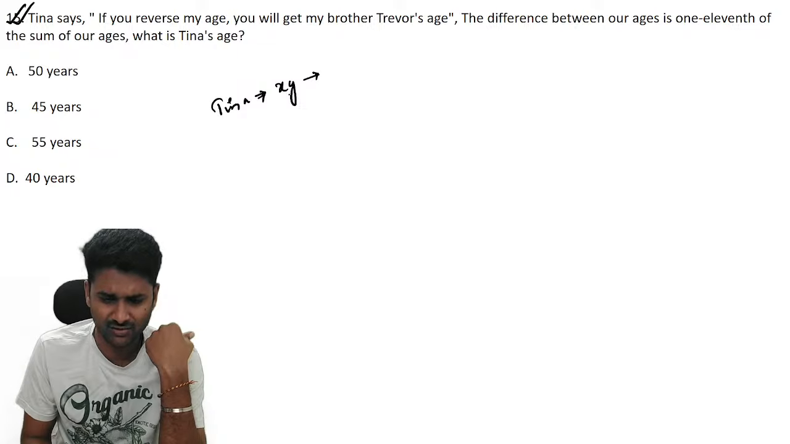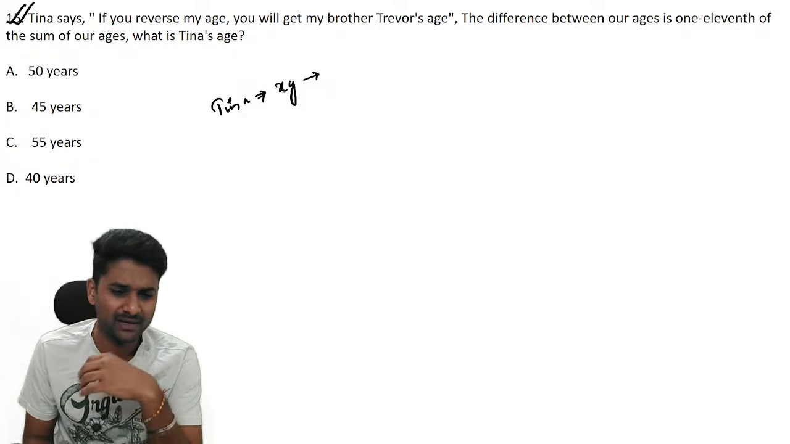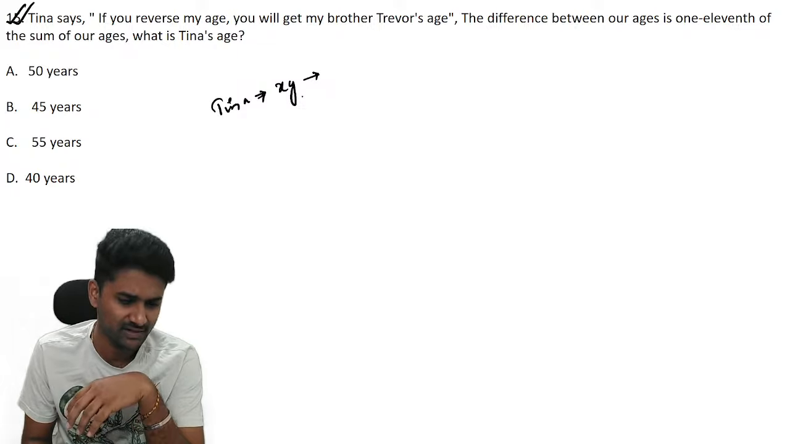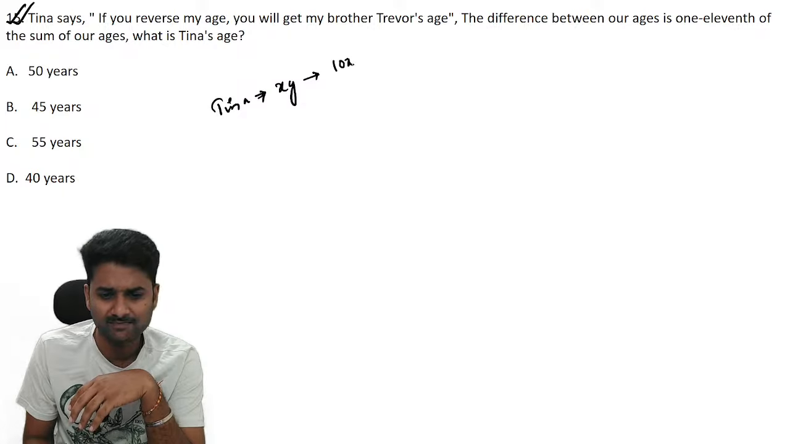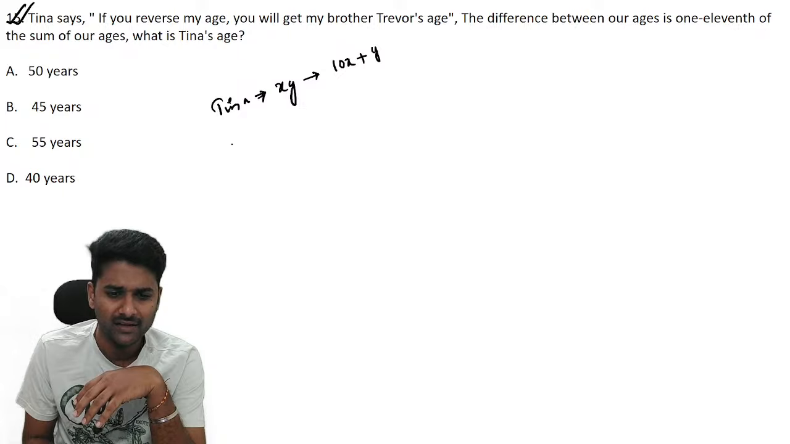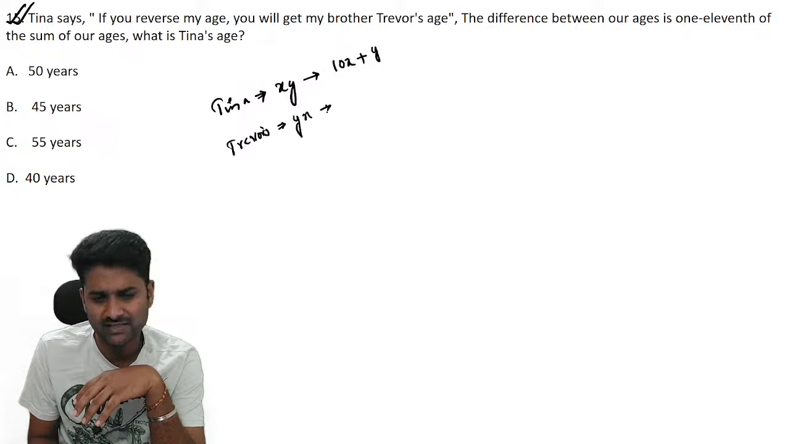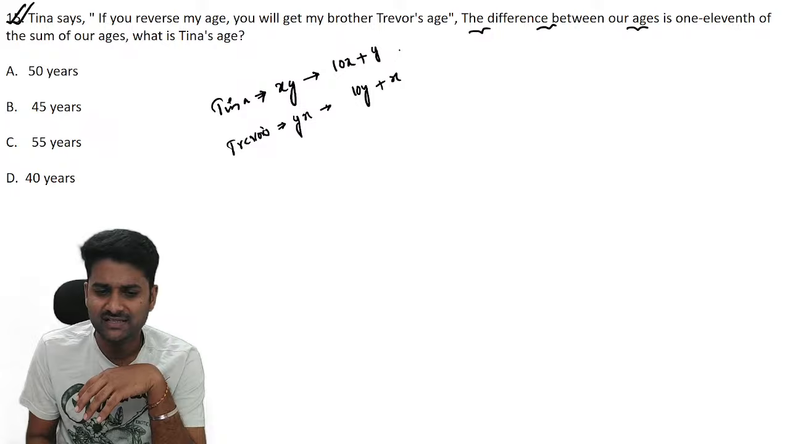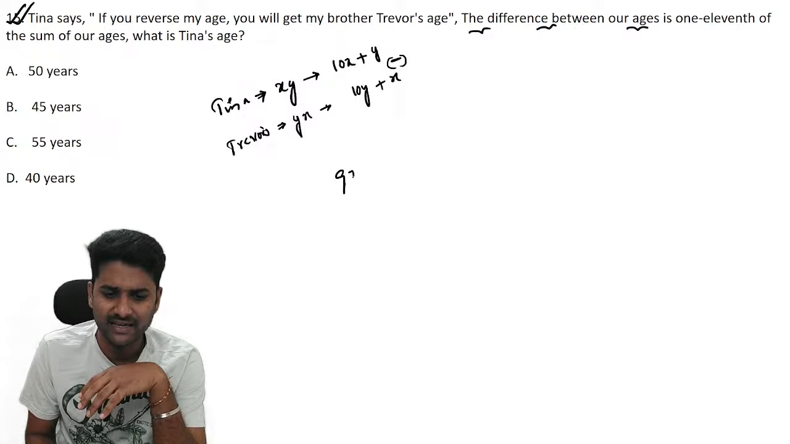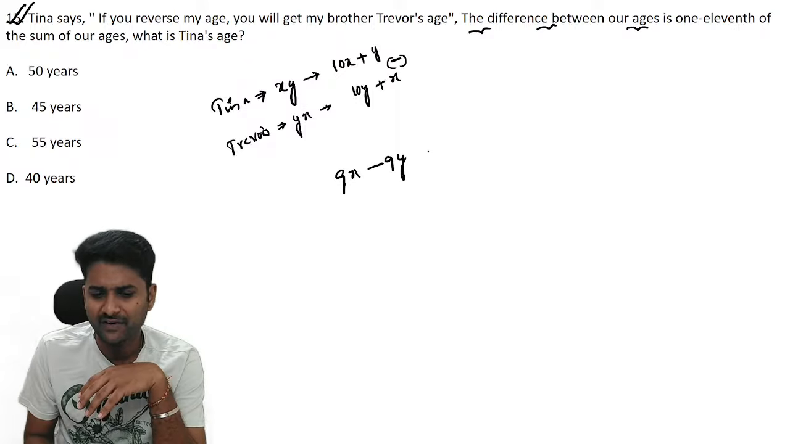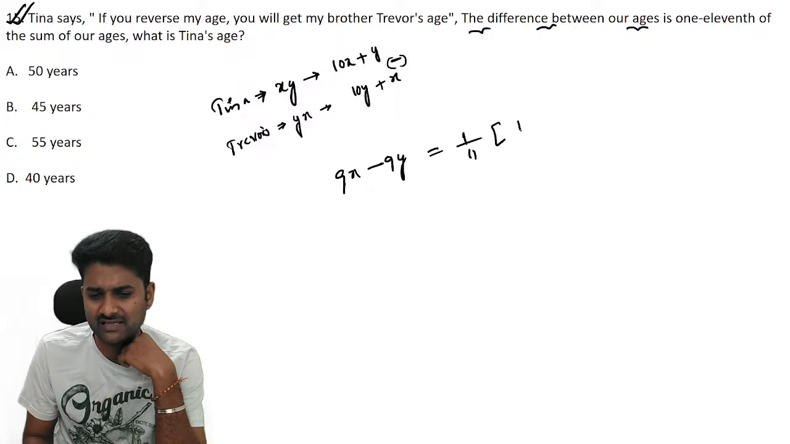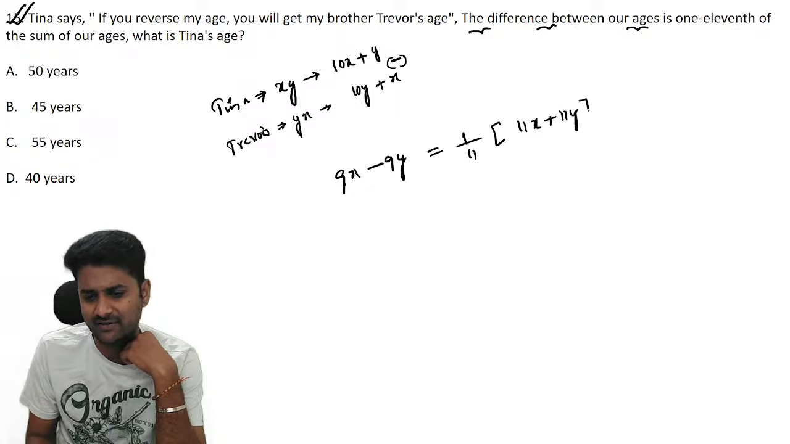If any digits become a number, each should be multiplied with its place value. So the exact age of Tina means tens place multiplied with X, units place multiplied with Y. For Trevor's age, they mention it's a reverse, so it's YX. The exact age is 10y plus x. Now what is the difference between the ages? 9x minus 9y. The difference of their ages is exactly equal to 1 by 11th of the sum of their ages. The sum of their ages is 11x plus 11y.